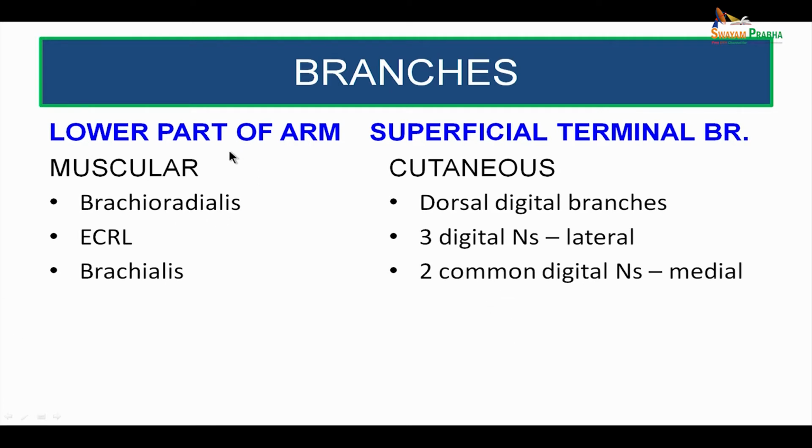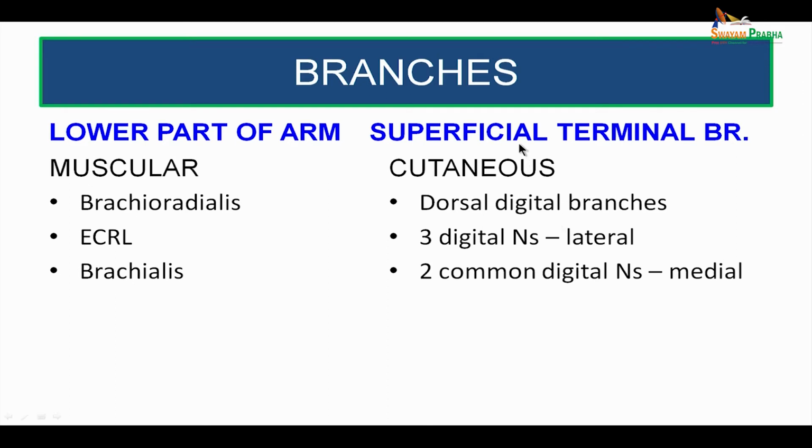Coming on to the lower part of the arm, it gives off entirely muscular supply to brachialis, brachioradialis and extensor carpi radialis longus. The superficial branch, that is the cutaneous division, gives off dorsal digital branches, 3 digital nerves which are to the index finger and the thumb, and 2 common digital nerves which supply the contiguous digits of the thumb, middle finger, this has to be repeated.